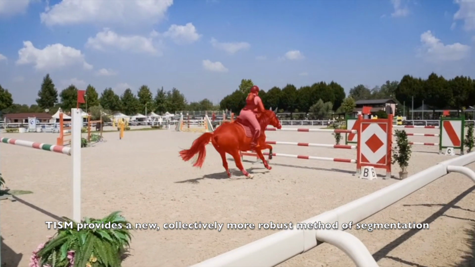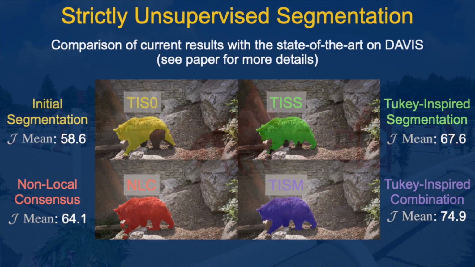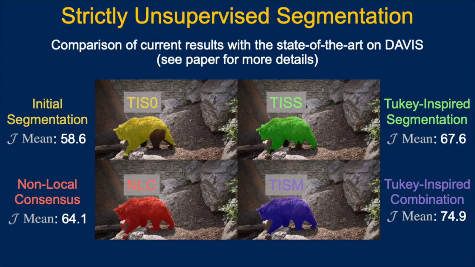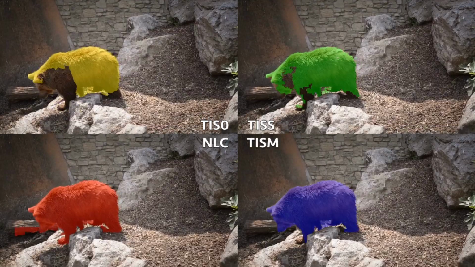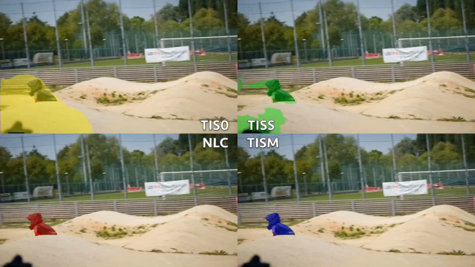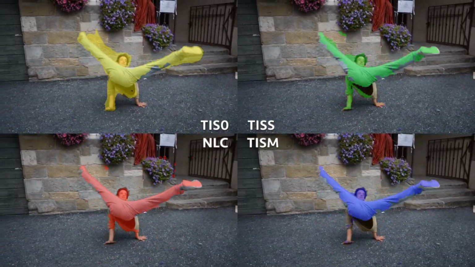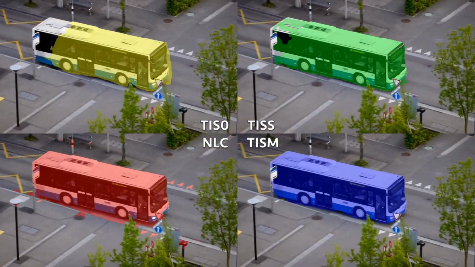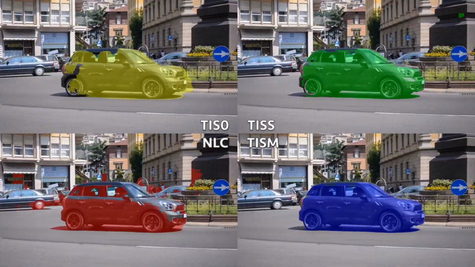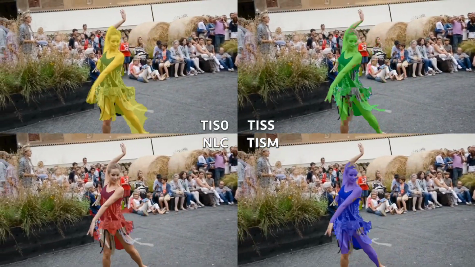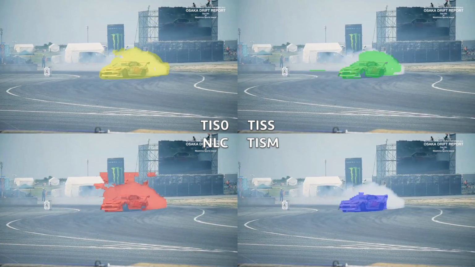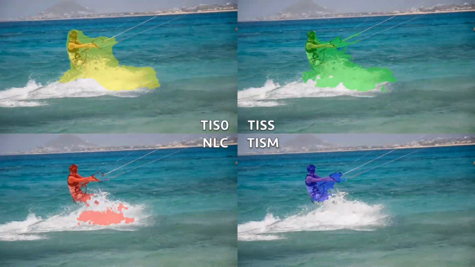For the last part of the video, we provide a quantitative and qualitative comparison to the current state of the art on Davis, starting with methods that are strictly unsupervised. In the top left and right, we have our Tukey-inspired segmentation method with and without supervoxel consensus refinement, which achieves state-of-the-art results. On the bottom left, we have NLC, which is the second best standalone method on Davis. Finally, on the bottom right, we have a Tukey-inspired combination of 8 unsupervised methods that outperforms all prior segmentation methods.